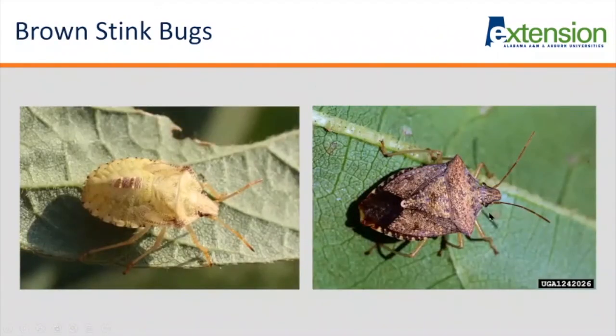Brown stink bugs, which Dr. Smith talked about already, are kind of a greenish tannish color as immatures. Then it grows into the brown stink bug. There is the adult.